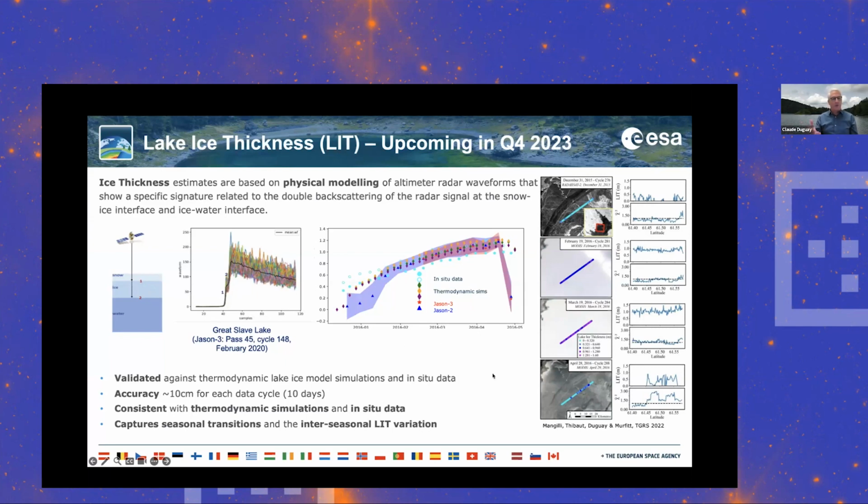And so what you see on the right, in the middle, are retrievals from the Jason-2, Jason-3 satellites for some overlapping time period in 2016. Overlaid on that, we have some estimates from the thermodynamic lake ice model, as well as in situ data. So there's a pretty good match between the in situ measurements, the lake ice model, and the retrievals from Jason-2, Jason-3, within an accuracy of about 10 centimeters.